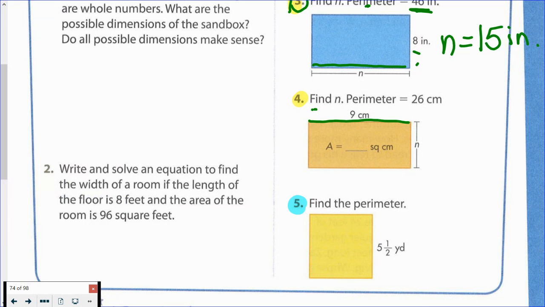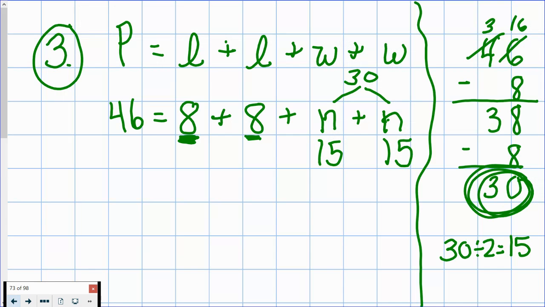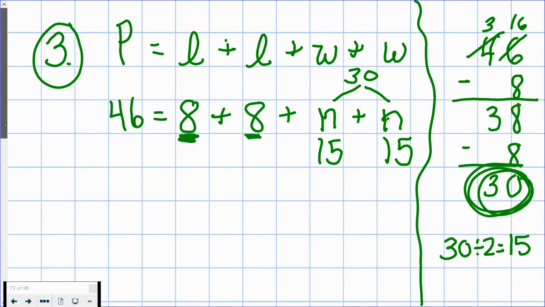All right, so let's fix that and make that a little bit better. So we know this side is 9 centimeters. So we know the width. We don't know n. That's the length. That's what we're going to figure out. But we do know the perimeter. So let's come back to our scrap paper and label this problem number 4.